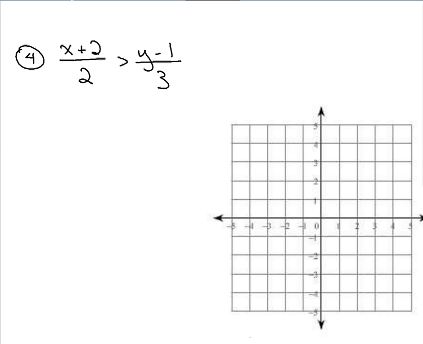All right, last one. If this solving for y theme seems to be working, let's do the same thing here. I know that this is an inequality, but we could very well just cross multiply as we solve. I mean, we're just multiplying positive values across anyway with the 2 and the 3. So if I cross multiply, I've got 3 times the quantity x plus 2 greater than 2 times the quantity of y minus 1.